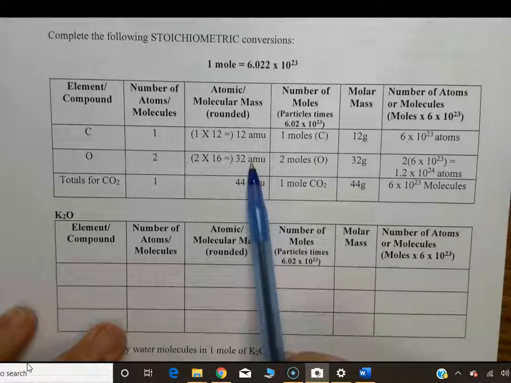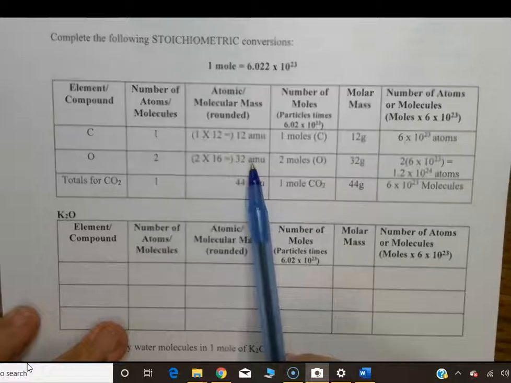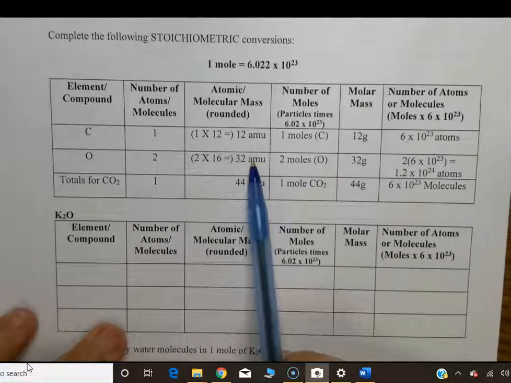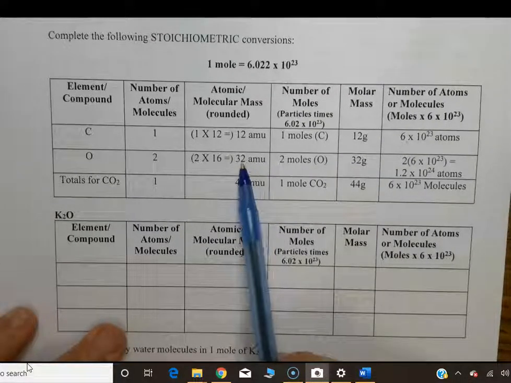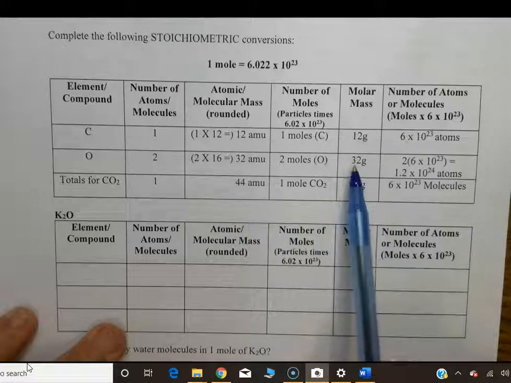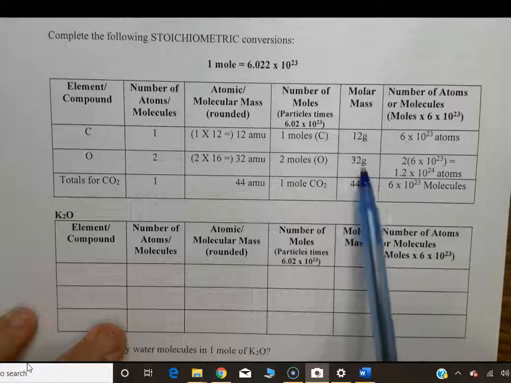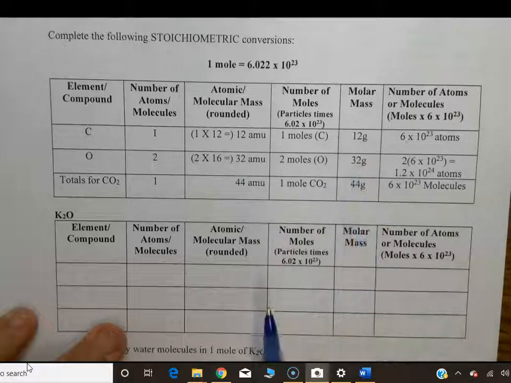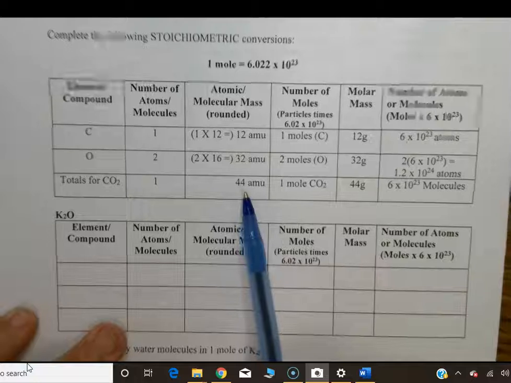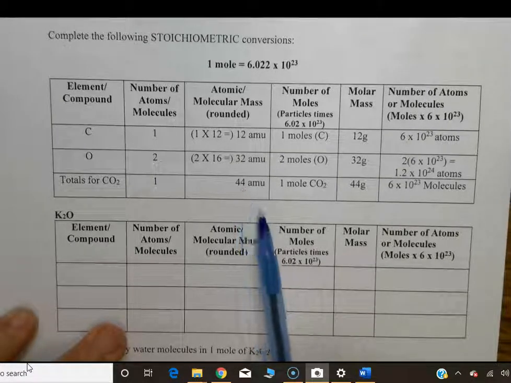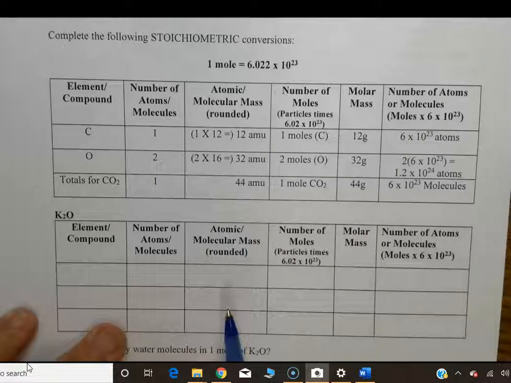Same thing with oxygen. It's 32 AMU for 2 oxygen atoms put together. So if I take a mole of that, I will end up with 32 grams of oxygen. So it's the same numeric value, 32 and 32. And you notice the same thing happens for the total for carbon dioxide, it's 44 and 44.